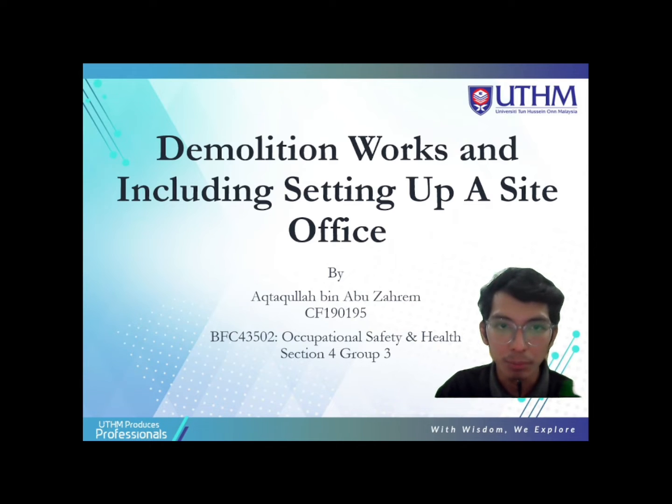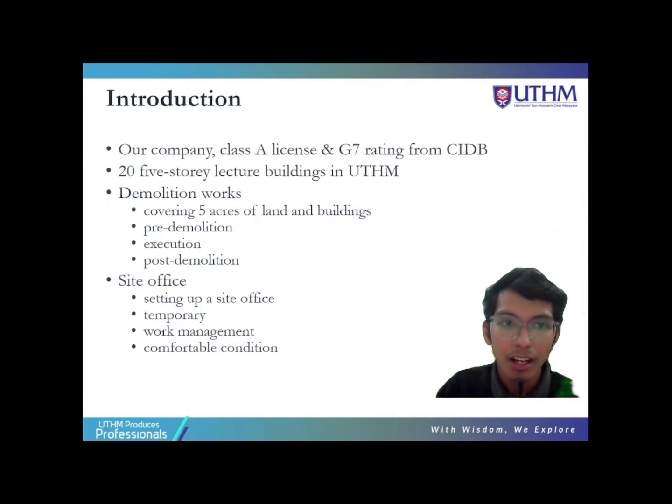I am from group number 3 and my group title is Demolition Works, including setting up a site office. Our company has a Class A and G7 rating from CIDB. We were tasked with constructing 20 5-story lecture buildings at UTHM. We are concentrating on demolition work by covering 5 acres of land and demolishing buildings.